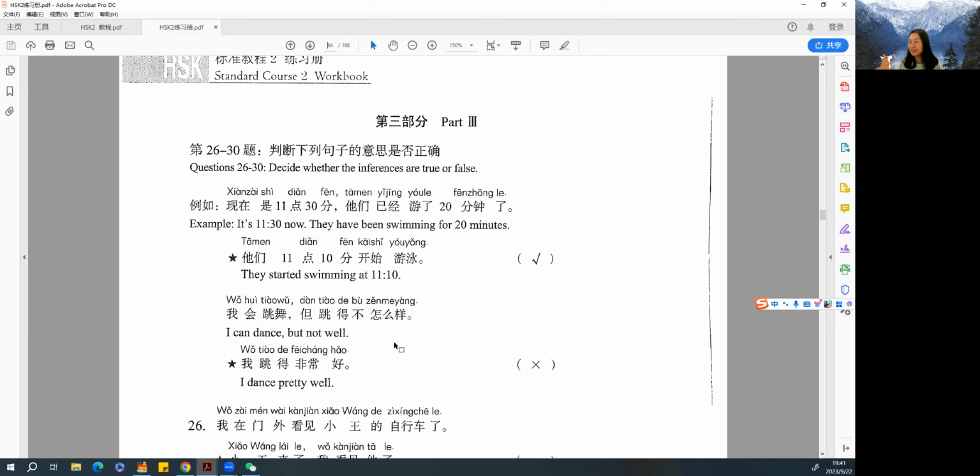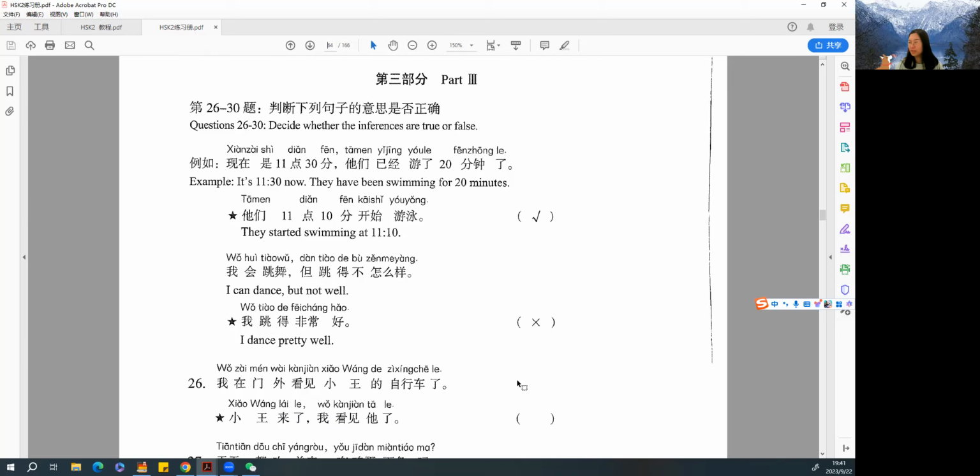And this, what's this? This type of questions are interesting. So let's take a look at part 3 over here. We are going to decide whether sentence A has the same meaning as sentence B. If sentence B changes the meaning of sentence A, then it's a cross. If they match, then it's a tick here.